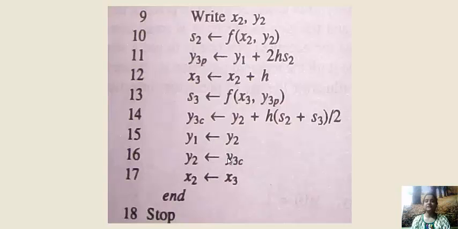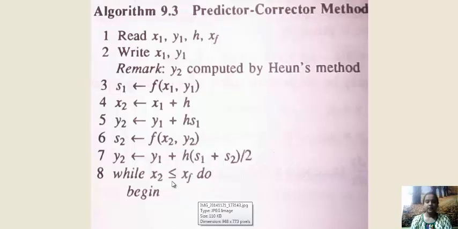Now these currently calculated values will be contained in the preceding variables, and the current variables will contain the succeeding values. So now we have all these values in y1, y2 and x2, and the while loop ends and the algorithm stops. What will happen next? The while loop again comes to the condition. If x2 is less than or equal to xf, then what will happen?